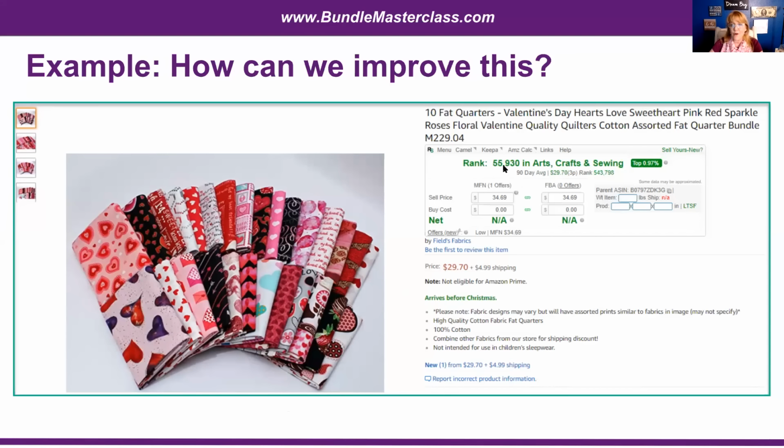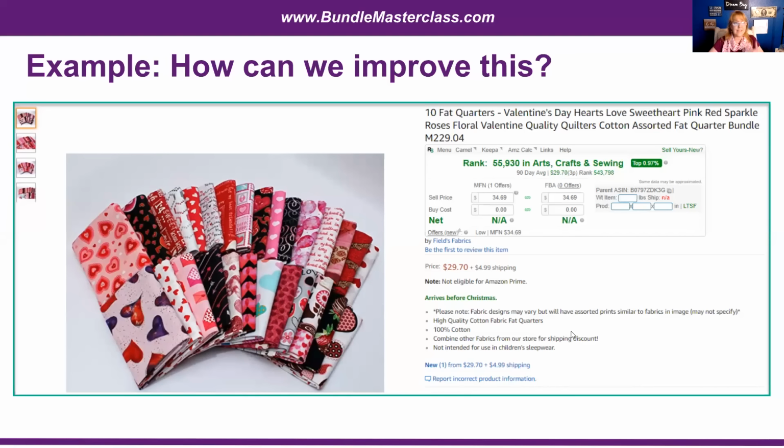They've already got almost a 56,000 rank in this, which is pretty decent. Decent $34.69 price. I don't know what their cost is, but it can't be that. I mean, it's fabric, right? It's not eligible for Prime, so they're not even selling at FBA, and they've got a 56,000 rank in arts, crafts, and sewing, and they have terrible bullet points, like none to speak of.